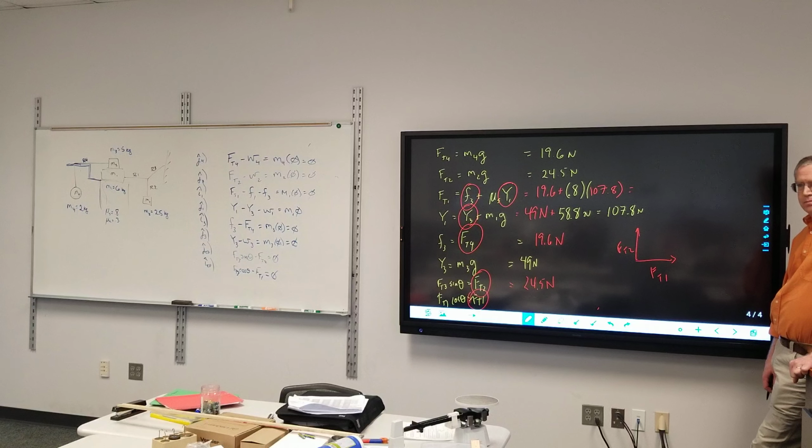Wait, what's the next step after figuring out all of them? Ultimately, we're trying to find FT3. After we find the FT3 sine theta and the FT3 cosine theta, we just do Pythagorean theorem, right? Yeah, that would give you the magnitude. The magnitude is 89.65.